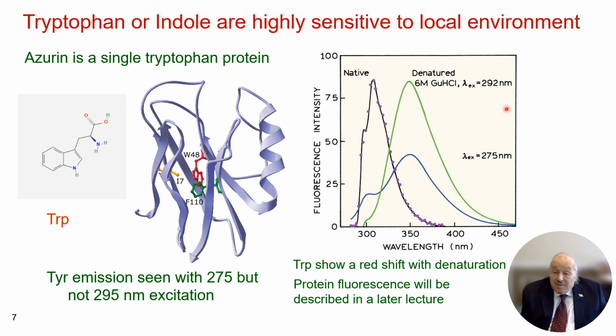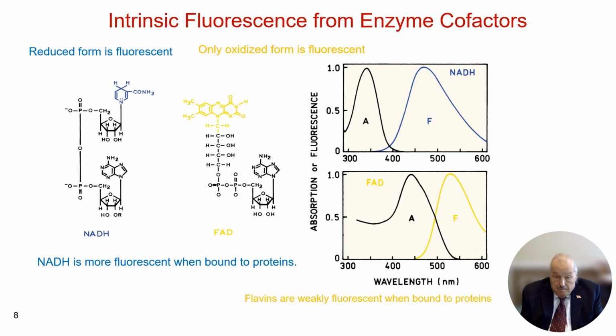Exciting at short wavelengths, you'll only see the tryptophan. In this particular case, if you excite at the shorter wavelength, you can see some of the tyrosine emission on the edge of the tryptophan, but that's sort of unusual to obtain that result. Oh, and we're going to have complete lectures on protein fluorescence. That's why I'm not going to go too much into it.